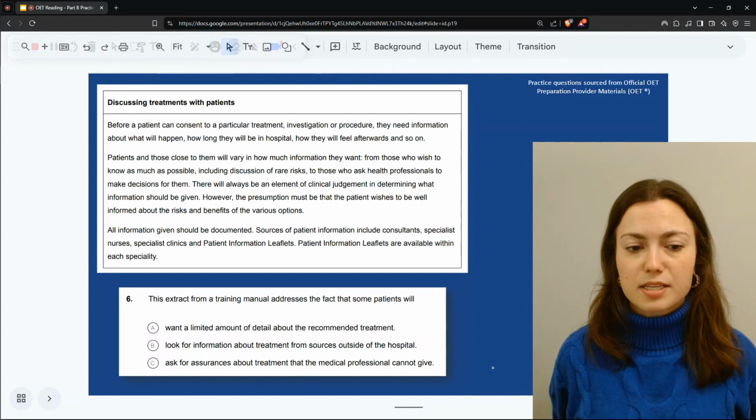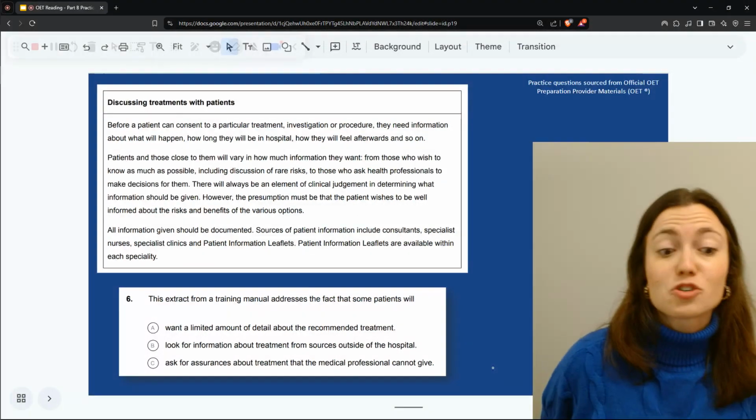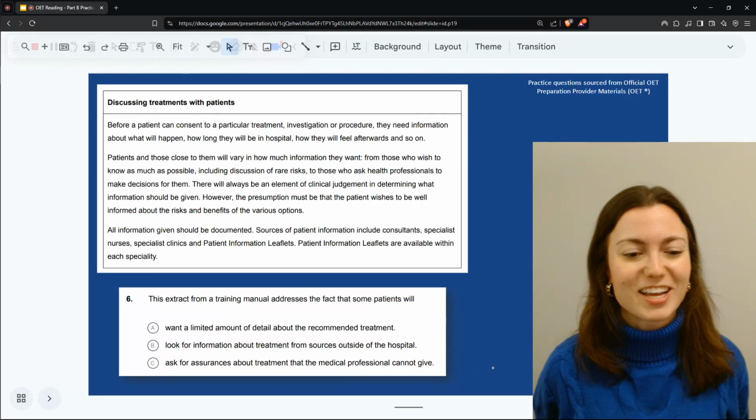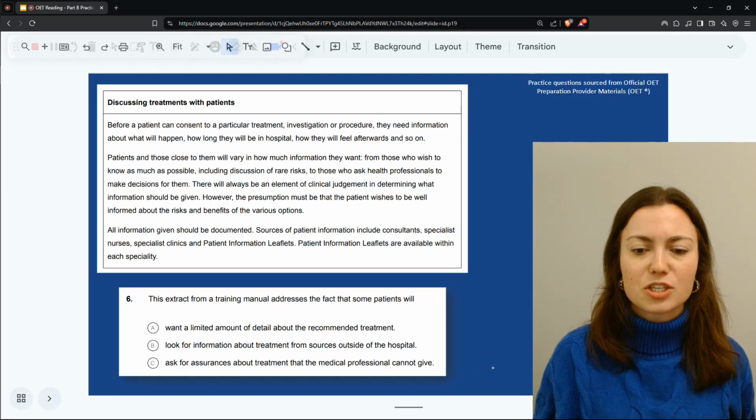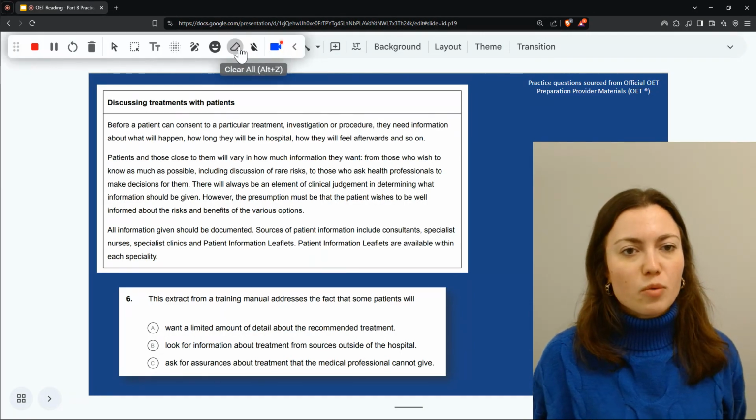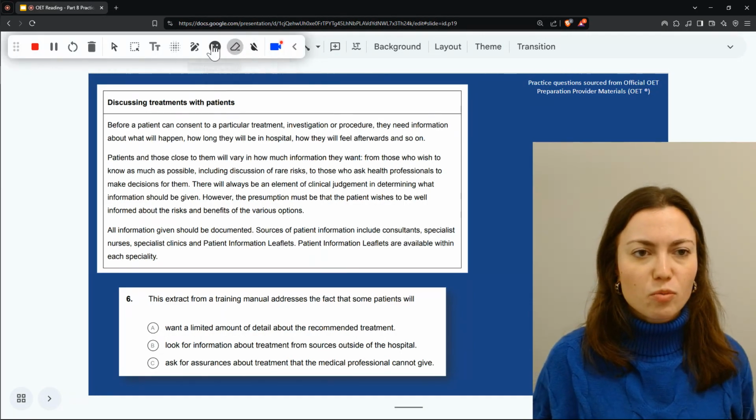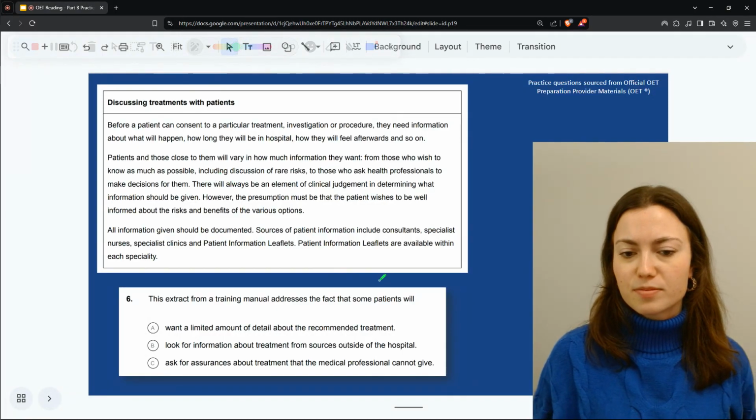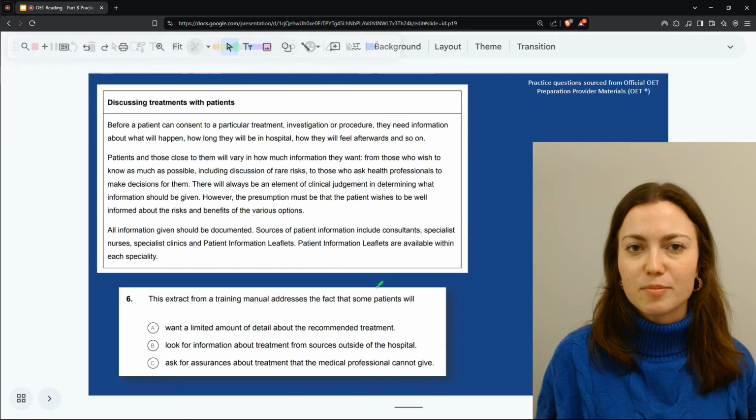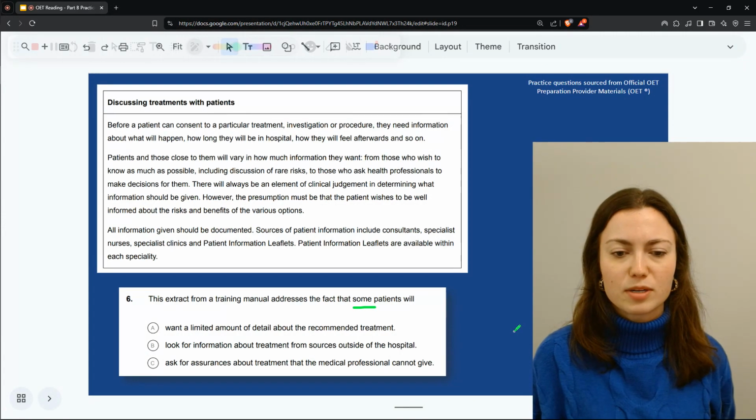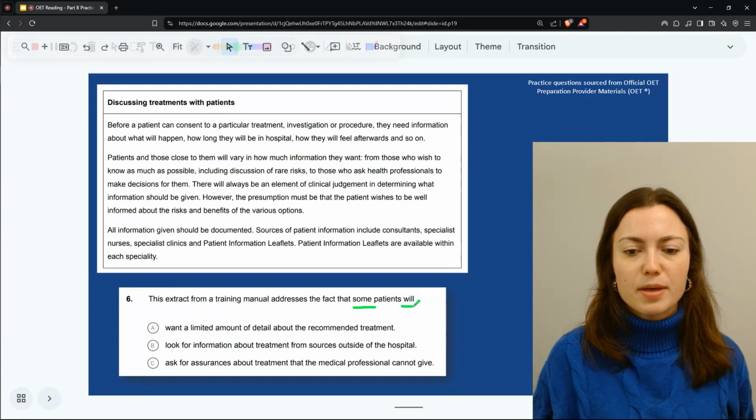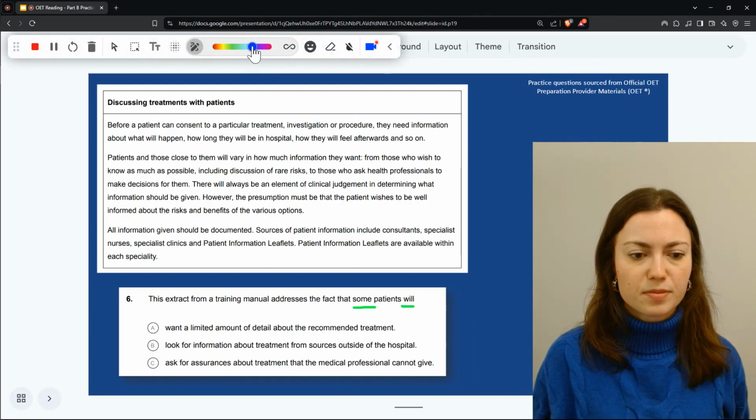All right, so question 6, the extract, careful pronunciation, extract from a training manual addresses the fact that some patients will. Okay, we always want to be on the lookout for words like some, all, a couple, a few, many, most. Those sort of words can make it very challenging with the language. So the fact that some patients will. What do we have here?